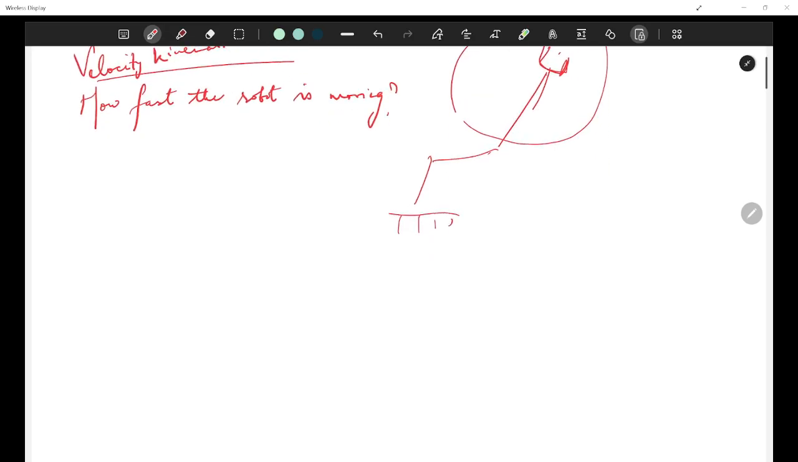So velocity analysis, why is it required? Why do we even need velocity analysis? Any answer to this question? There could be a couple of points.